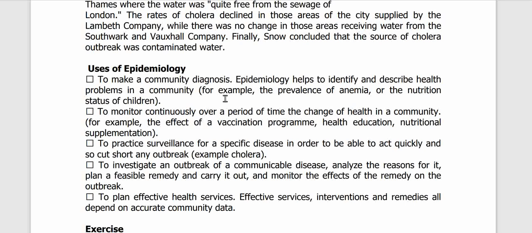So next is that we use epidemiology to plan effective health services. Effective services, interventions, and remedies all depend on accurate community data. In order to make a good plan for provision of services in your community, you must know the rates of the frequency of a certain disease and how many people so far have been infected with it. That's when you can make an effective plan for effective services.